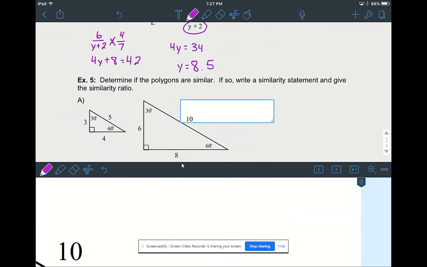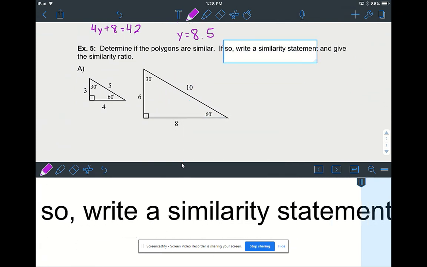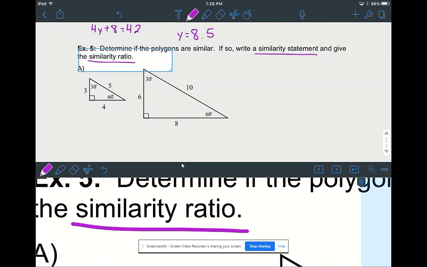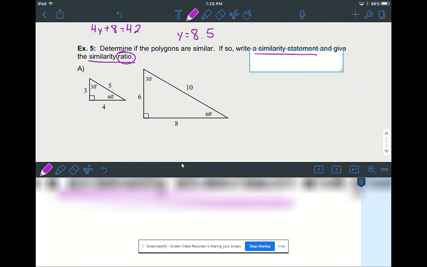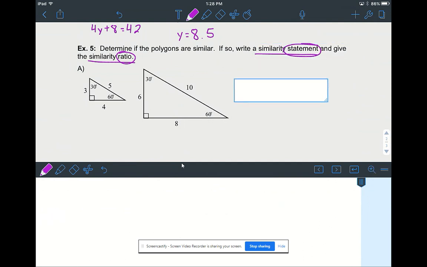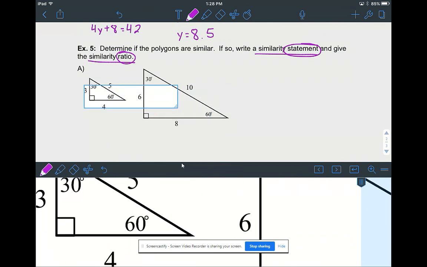Determine if the polygons are similar. If they are, write a similarity statement and give a similarity ratio. So I'm going to circle ratio and statement. We have to have both of those things. If the polygons are similar, that means all angles have to be congruent. Well, let's look at it.